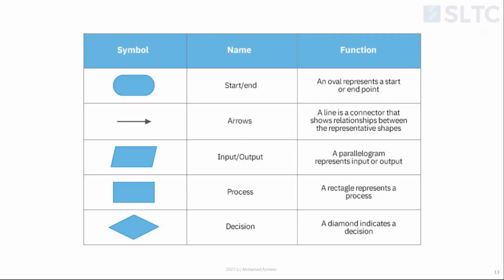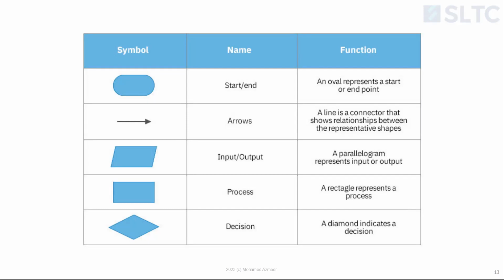Starting with the first one, the oval shape, this is used to start the program and also to end the program. The second one is an arrow. You see, it is pointing somewhere. The arrow is showing where it is going, so you have to follow the arrow. The third one is a slanted rectangle. We use it for both input and output.